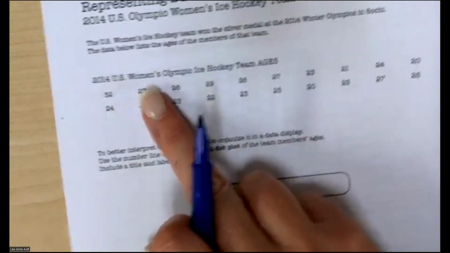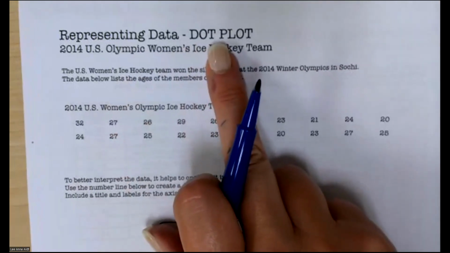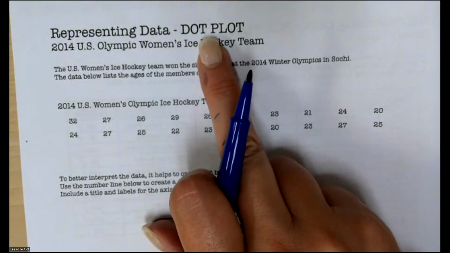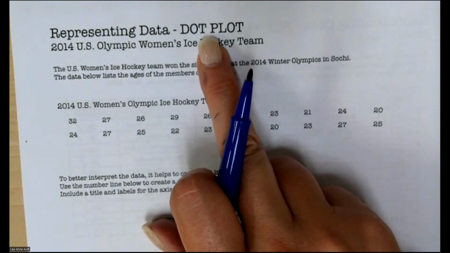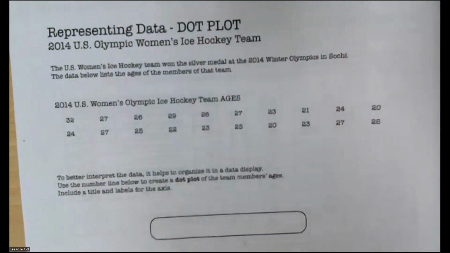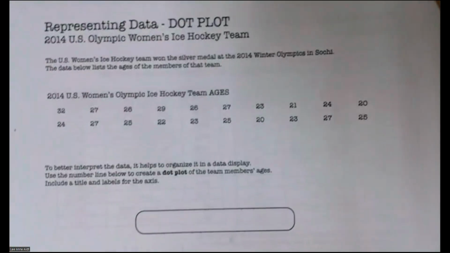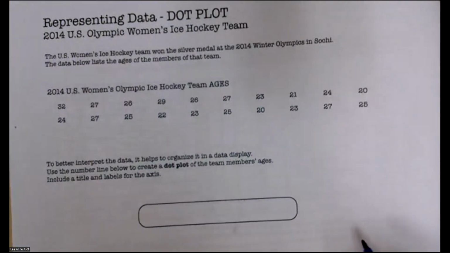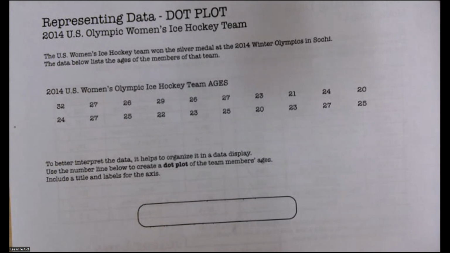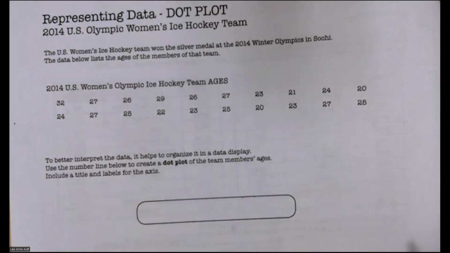Okay, we have dot plot. This is the easiest one of the 3. Does anybody remember how to make a dot plot? I think we did this. You guys didn't do it. We did it in the cast practice thing.